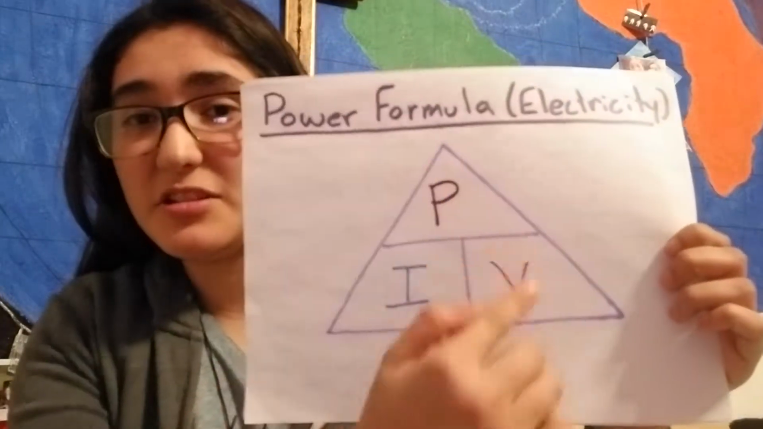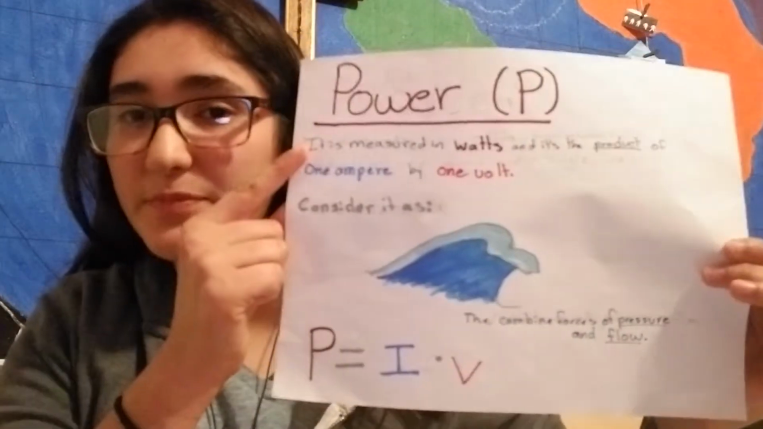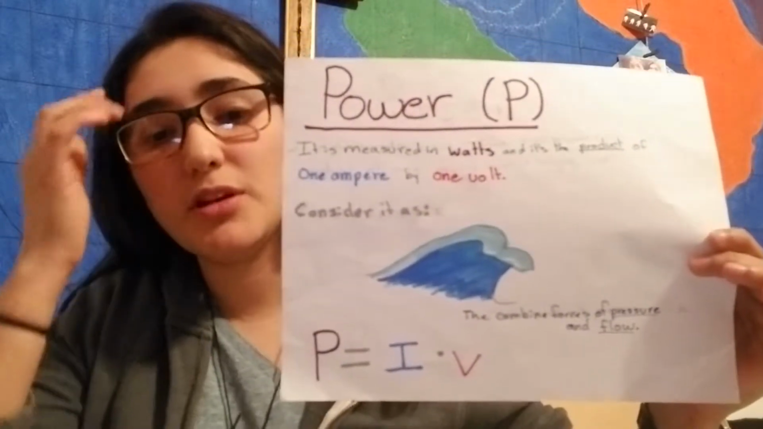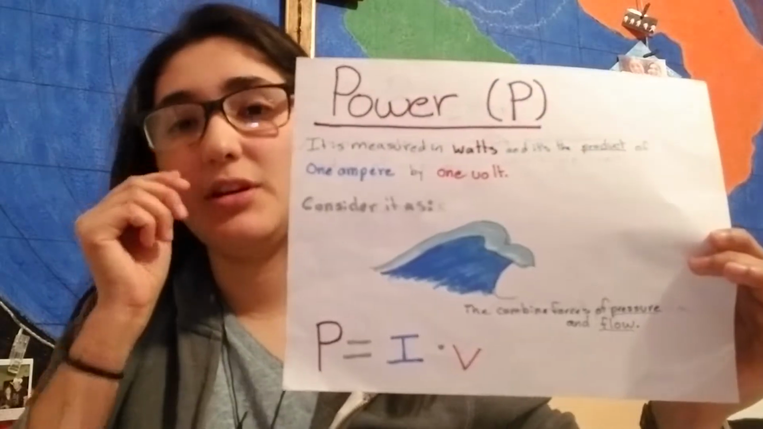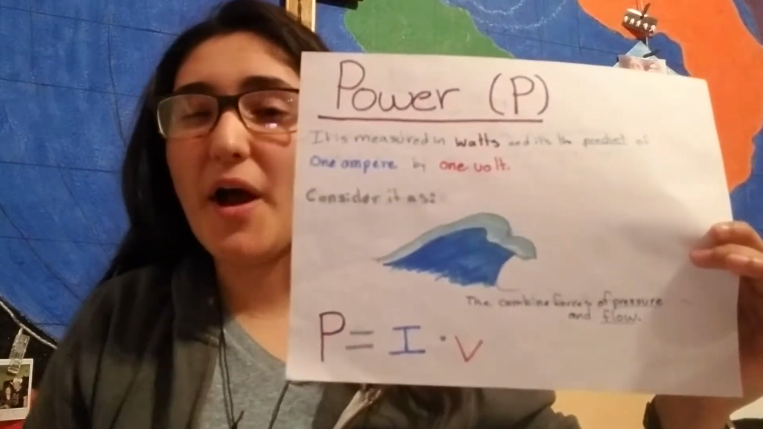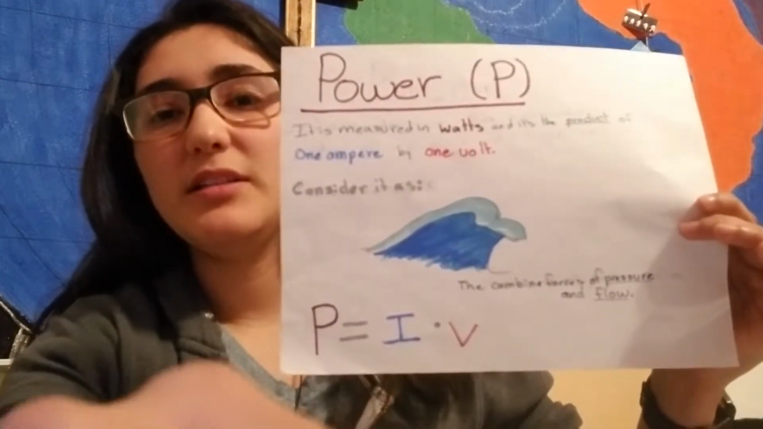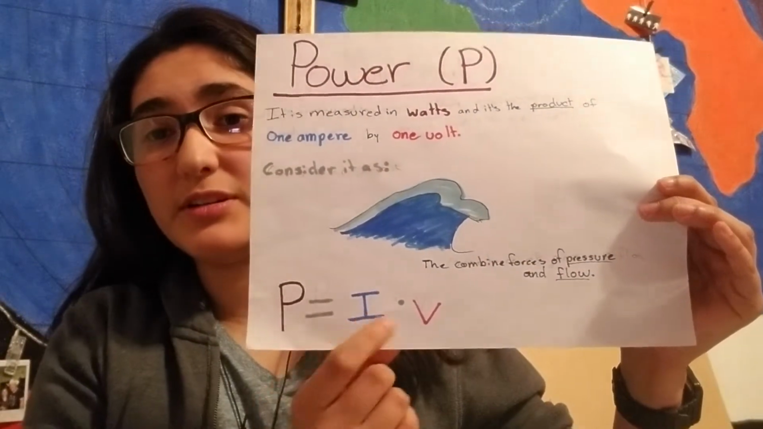And this is known as the power triangle, and it's separated into three individual sectors, which I am going to talk about individually now. First up is power. It's represented by the letter P, and it is measured in watts, which is 1 ampere times a voltage. Consider it as a combined force of pressure and flow, which can be calculated by having our current times our voltage.